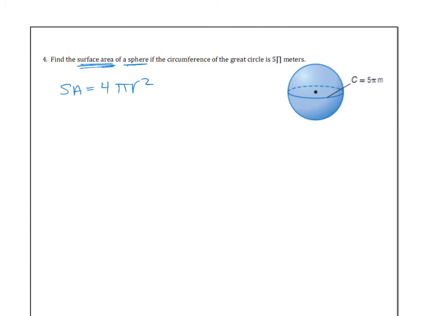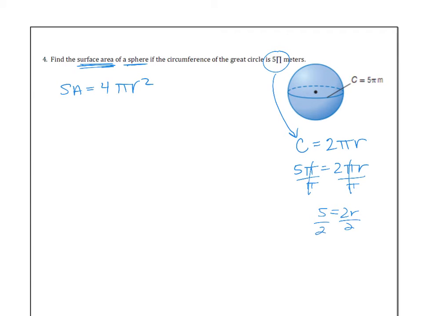Let's plug in what we know. Do we know the surface area? Nope. Do we know r? No. And so here's what we know. We know circumference. And the formula for circumference is 2 pi r, or diameter times pi. And so if the circumference is 5 pi, take that 5 pi and plug it in for the c. So we have 5 pi equals 2 pi r. And then I would divide by pi. The pi's will cancel. Then you have 5 equals 2r. Divide by 2. And r equals 2.5.